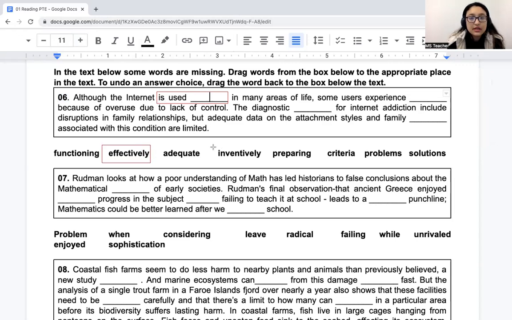The internet is used inventively. And I don't see any adverbs here. So either effectively or inventively. The right answer would be effectively. Because what is inventively? We are not going to use internet inventively. So the internet is being used effectively in many areas of life. Some users experience. What do some users experience? They experience problems.